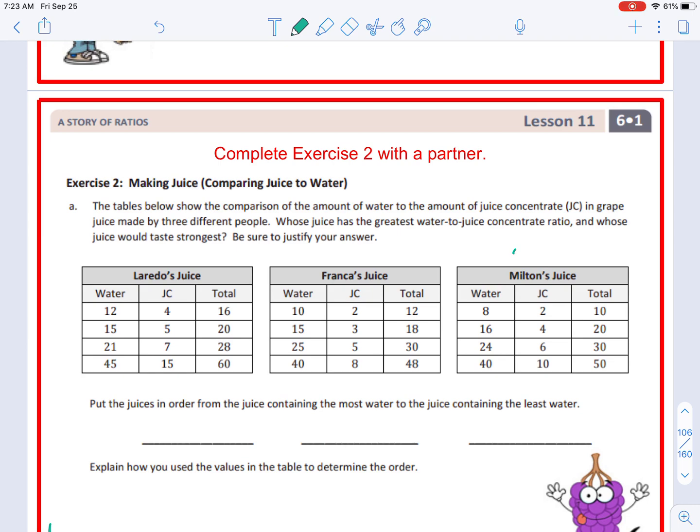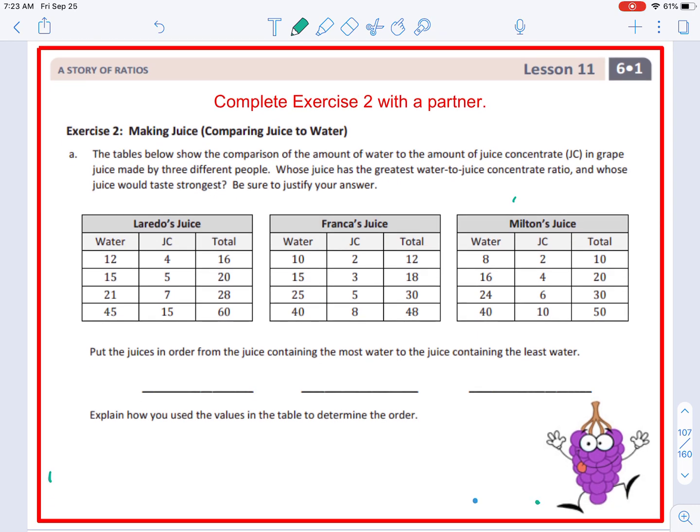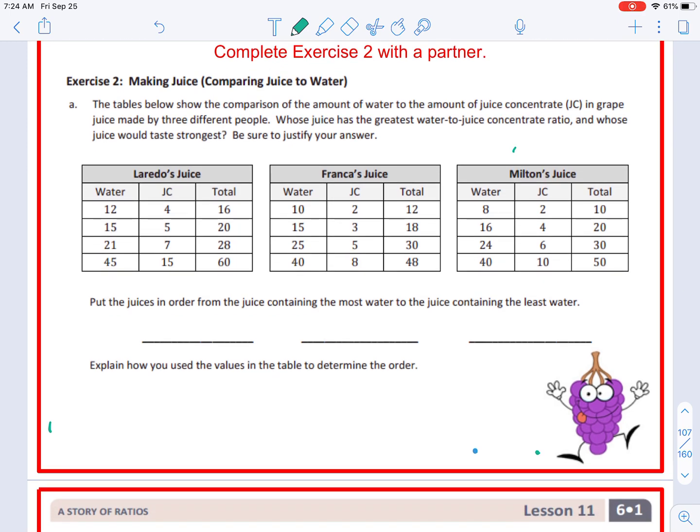Let's look at letter A, making juice, comparing juice to water. The tables below show the comparison of the amount of water to the amount of juice concentrate and grape juice made by 3 different people. Whose juice has the greatest water to juice concentrate ratio, and whose juice would taste the strongest? Be sure to justify your answer. Put the juices in order from the juice containing the most water to the juice containing the least water.